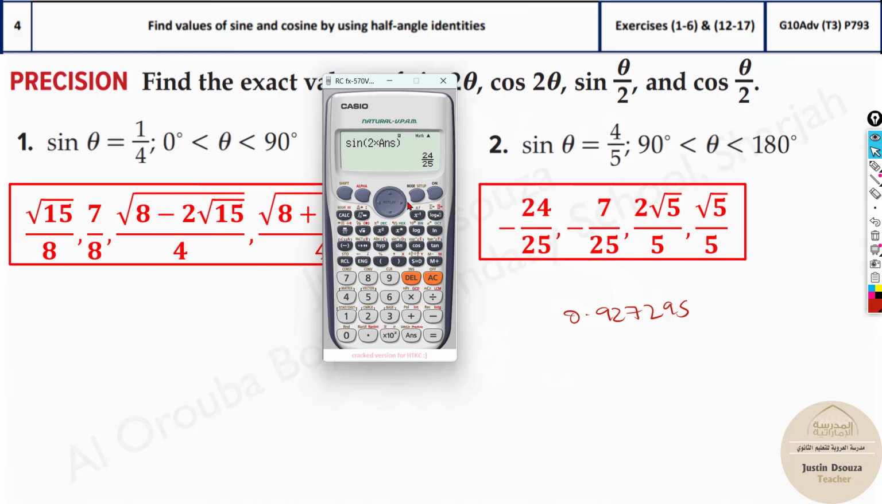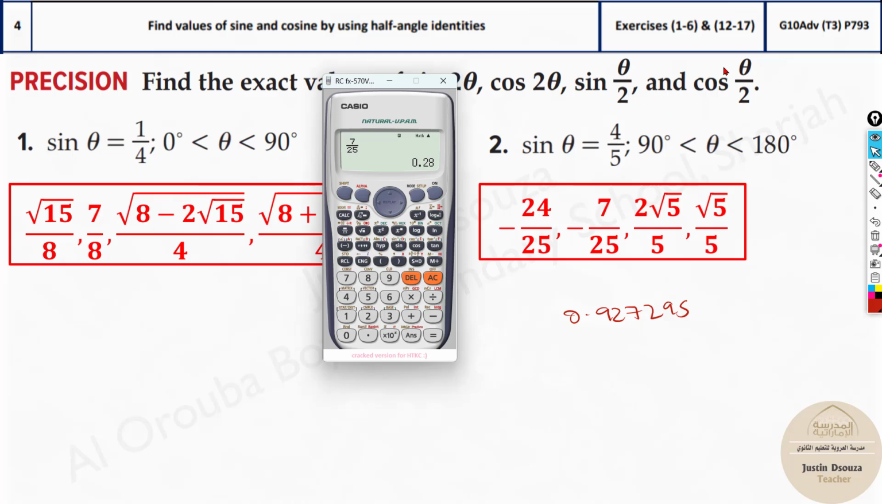And what about the cos 2 theta? So just put cos 2 into 0.927295. And it is negative 0.28. Okay, so let's try this. 7 by 25, it's minus, it's 0.28. Yeah, that's the answer. See, these are the correct answers.